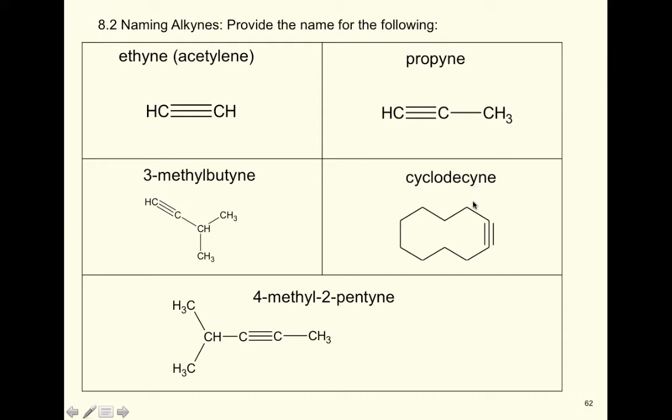Cyclodecyne. When they have a 10-membered ring, they like to go ahead and pucker it up like this. I also wanted to show you that if you have a double bond on a ring, we put the line on the inside. With a triple bond, you put the third line on the outside. Next, 4-methyl-2-pentyne, 1, 2, 3, 4, 5. Methyl coming off of here. In this case, we did have to reference where the triple bond is because it could have started at number 1. How'd you do?